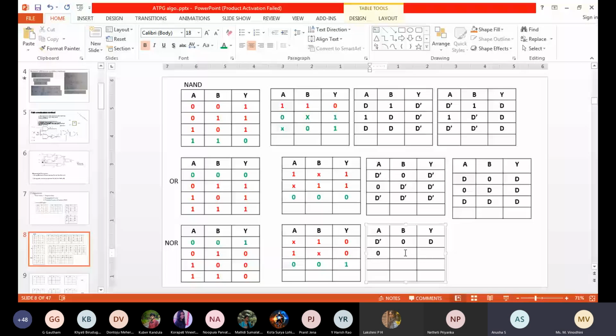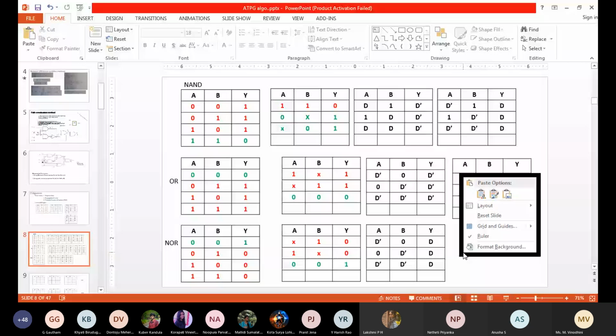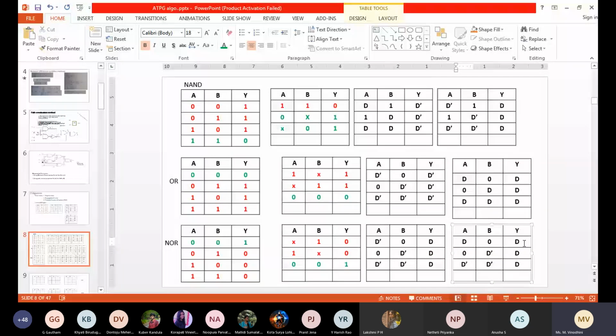Who's giving the answer? Anusha, ma'am. Okay, Anusha. Next one, D bar D. So what will be the other propagation D cube? Wherever I have D bar, D to D bar, to D to D bar, to D bar to D to D bar.